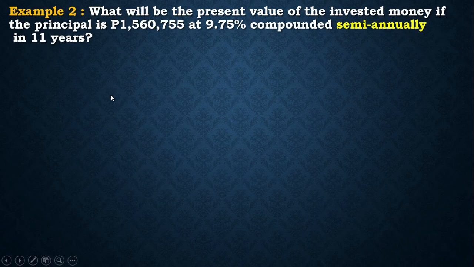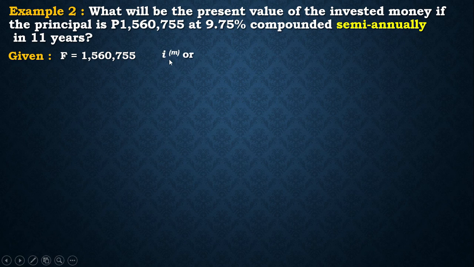Example number 2. What will be the present value of the invested money if the principal is 1,560,755 at 9.75% compounded semi-annually in 11 years? So we have to write first the given. Ang F natin ay 1,560,755. Ito po siya.